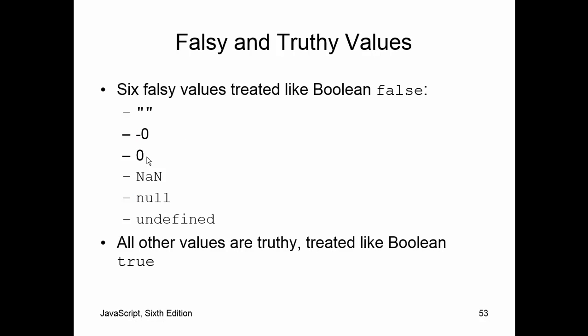All right. Now, a couple things. They talk about falsy and truthy, which are kind of weird words, but they're actually words that are used in the language. If you set up any of these six values here: single quote, double quote, minus 0, 0, NaN, null, or undefined, those are all considered false. They can't be true because none of them have a value.